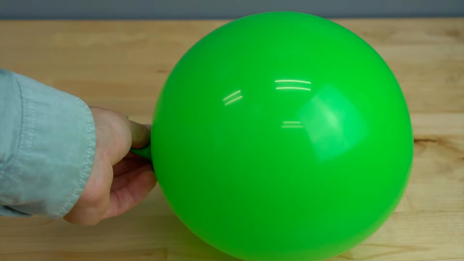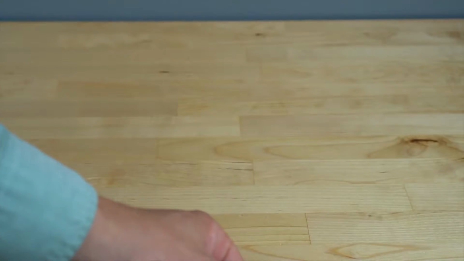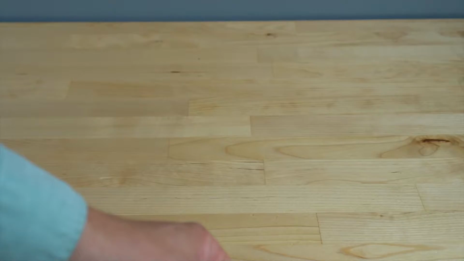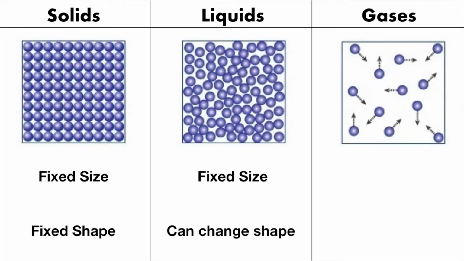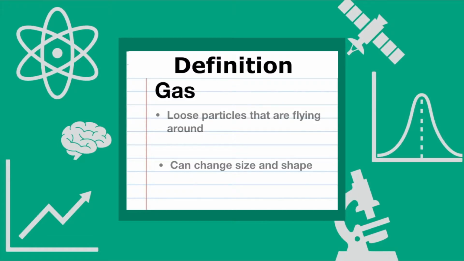Watch here. This balloon is filled with air, a gas. Right now that air is the shape and size of the balloon. But when I open up the balloon, the gas rushes out. Even though you can't see it, that gas is now filling the entire room. So gases can change their size to go from the size of a balloon to the size of an entire room, and they can also change their shape. The definition of a gas is matter that has loose particles which are flying around, and that it can change its size and shape.